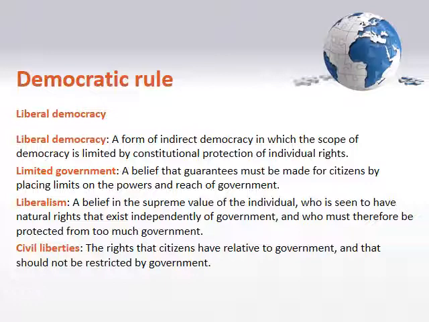Civil liberties are rights that citizens have and things that the government can't do, areas that can't be restricted by the government. So if you look at the United States Constitution, the Bill of Rights, the first 10 amendments, is about civil liberties. It's about what the government can't do: infringement on speech, infringement on religious beliefs and practices, freedom of the press. These are things that government cannot infringe on.